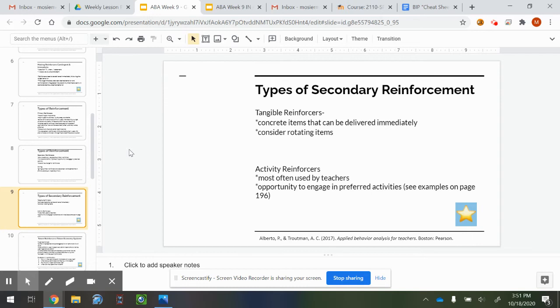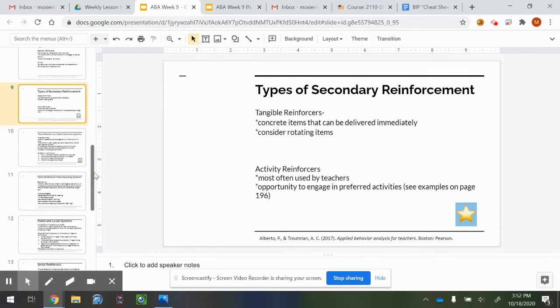Activity reinforcers are most often used by teachers. It's just the opportunity to engage in a preferred activity. On page 196 of your text, they have a huge list of activities such as being excused from a night's homework, be the first in the lunch line, be the class officer, use electronics, creating a learning center. There's lots of different things that you can use that kids are highly motivated by, and the best part is they usually don't cost you any money as a teacher.